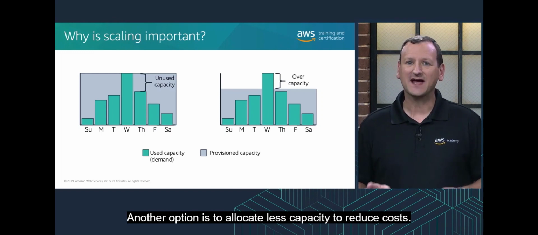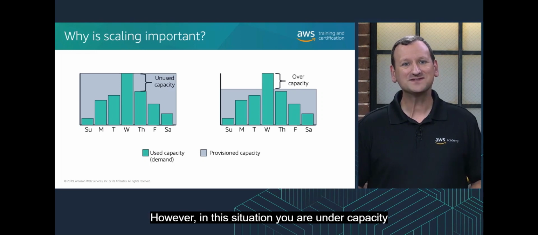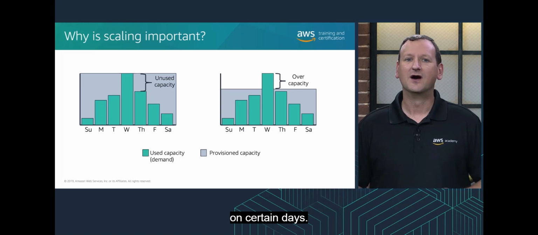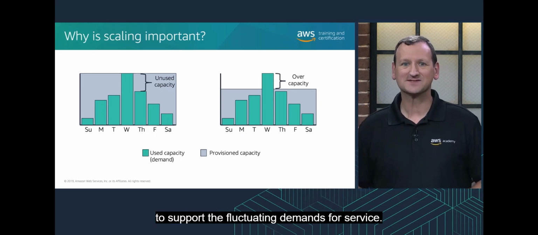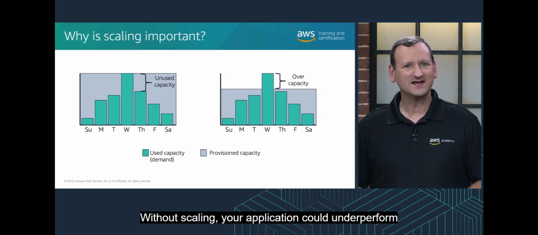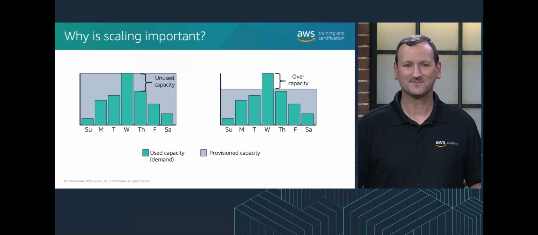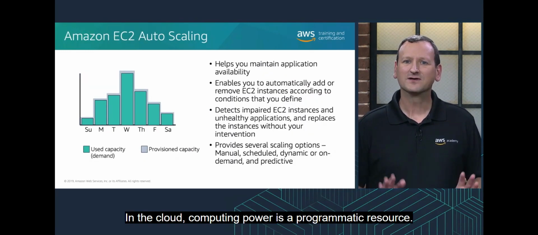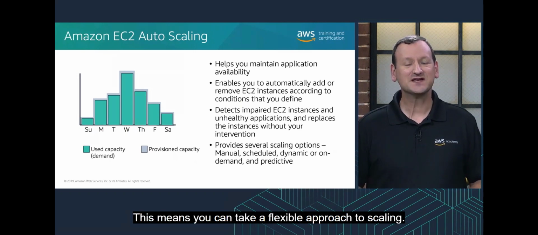Another option is to allocate less capacity to reduce costs. However, in this situation, you are under capacity on certain days. Automatic capacity scaling is necessary to support the fluctuating demands for service. Without scaling, your application could underperform or potentially even become unavailable for your users. In the cloud, computing power is a programmatic resource. This means you can take a flexible approach to scaling.